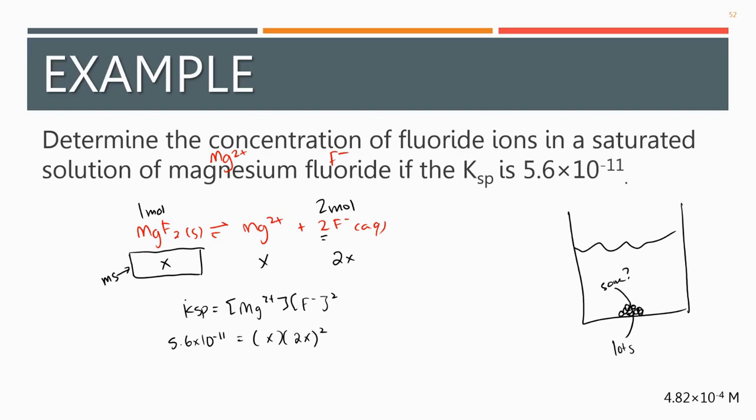And I guarantee at least one of you will make this mistake. 2X squared is 4X squared. No, some of you will just make this, call it 2X. No, that's not right.